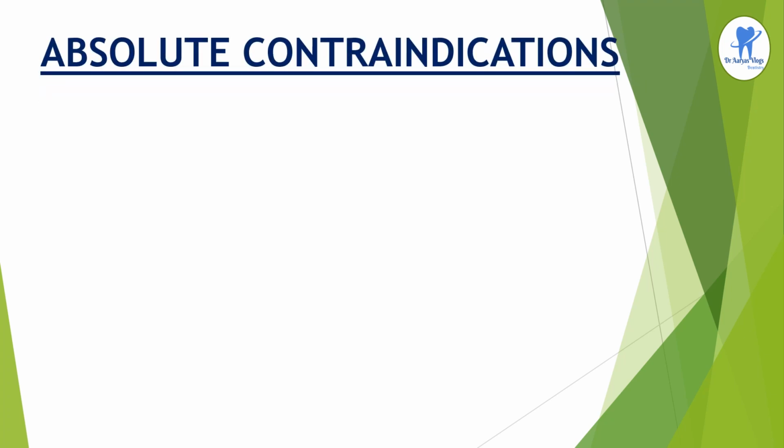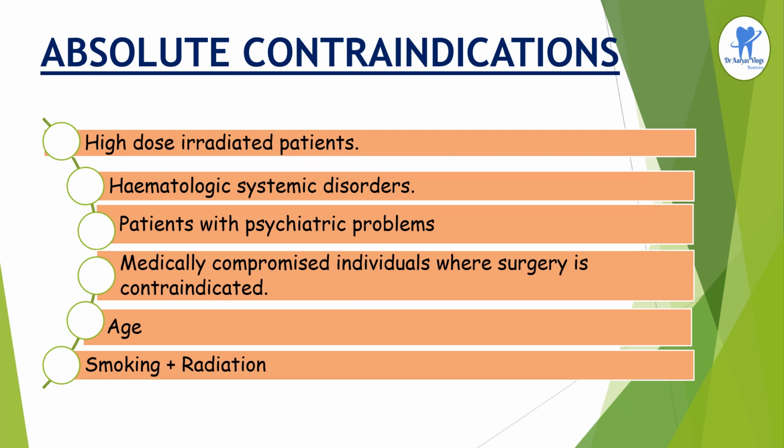Coming to absolute contraindications. High dose irradiated patients. Hematologic systemic disorders. Patients with psychiatric problems, then clinically compromised individuals where surgery is contraindicated. And also below 17 years of age, implants retard bone growth of the surrounding area and should not be used in patients under an active growth period. So that is the significance of age. And smoking and radiation, that is the dental implants should be avoided in smokers who underwent radiotherapy. These are the additional absolute contraindications.